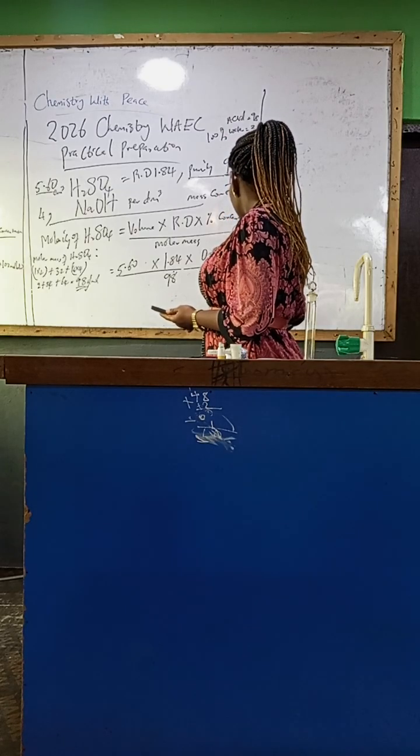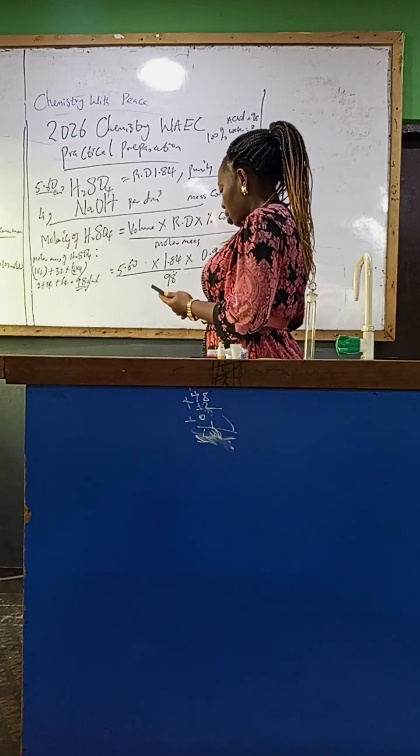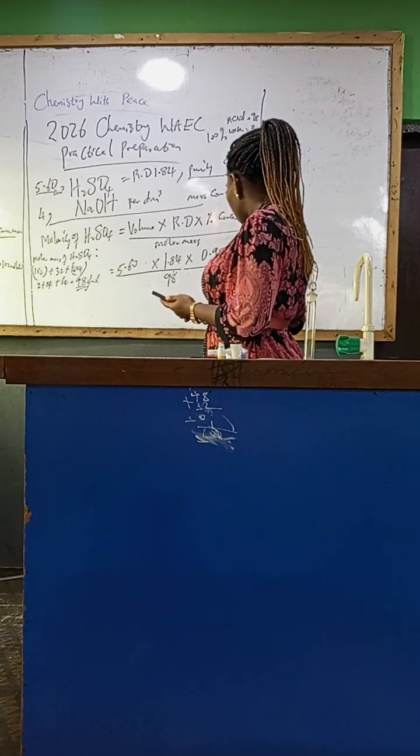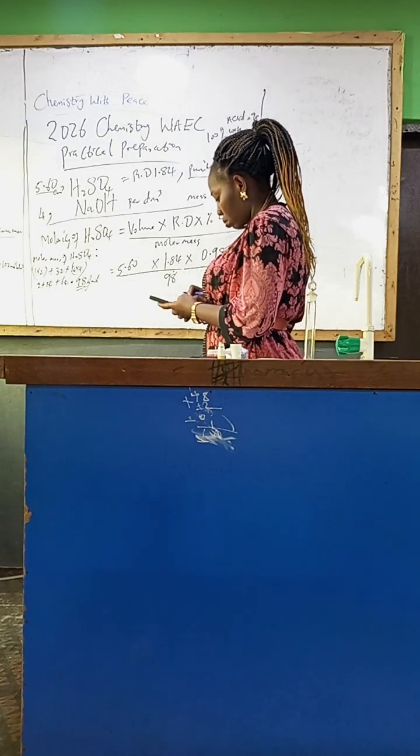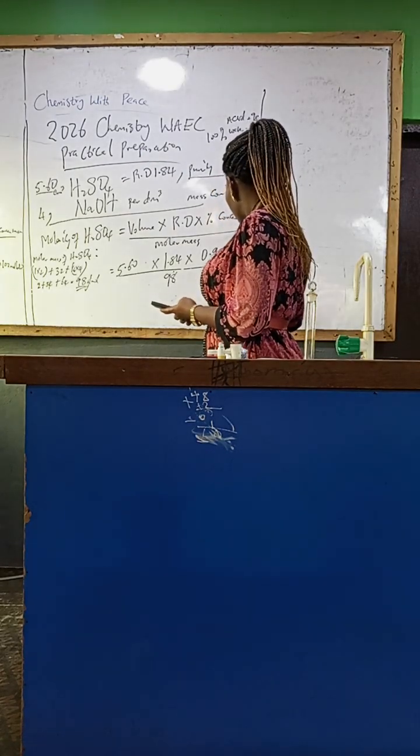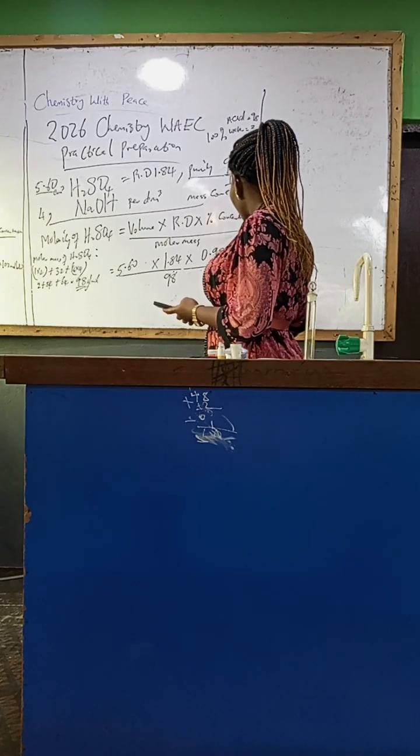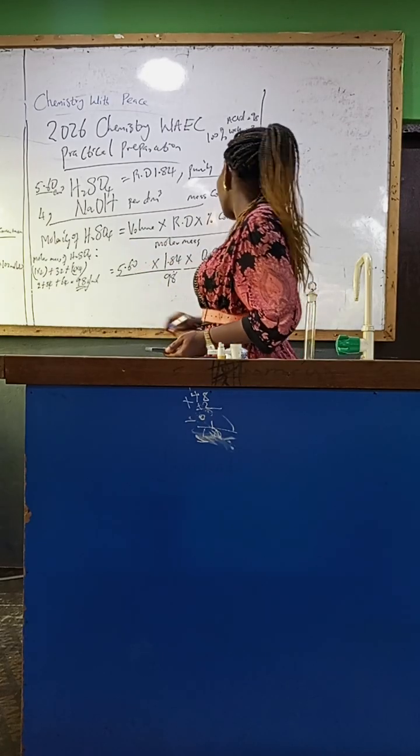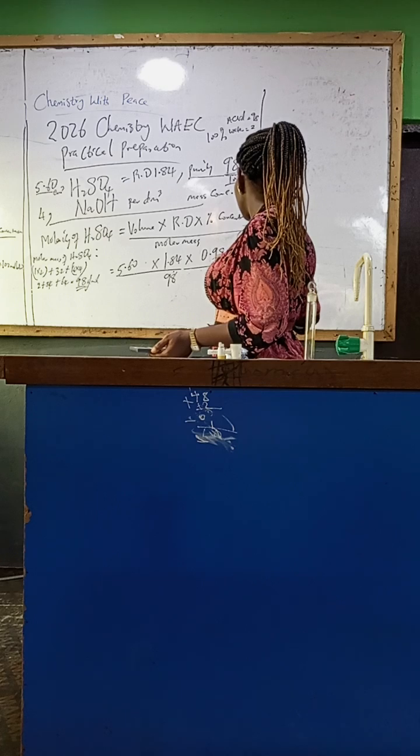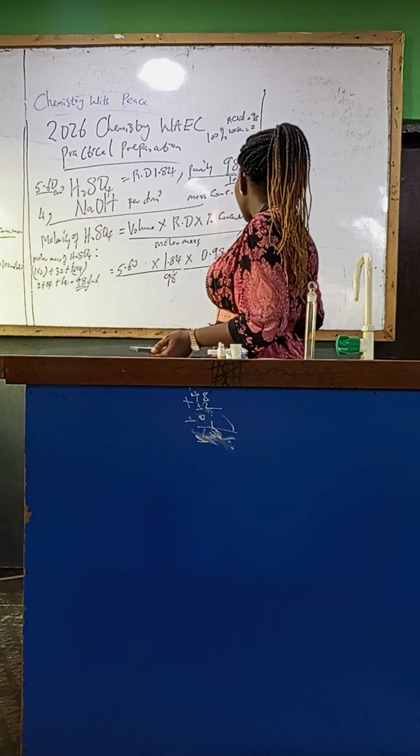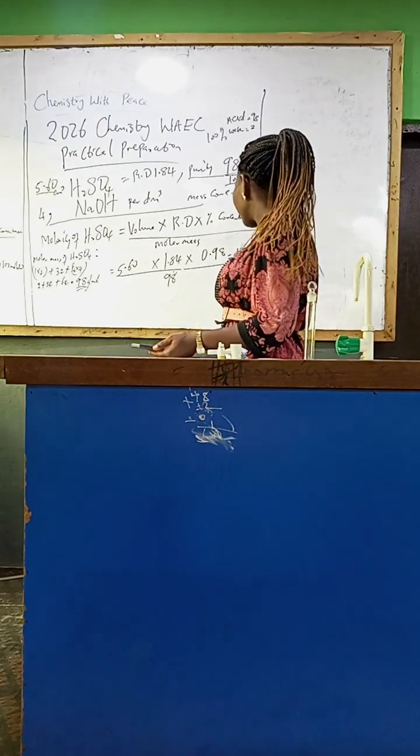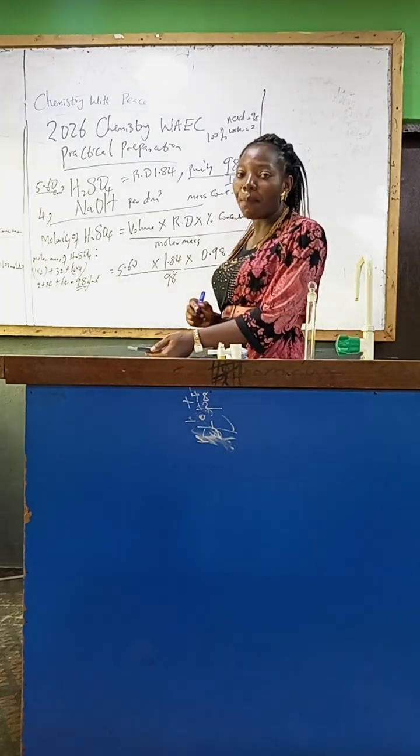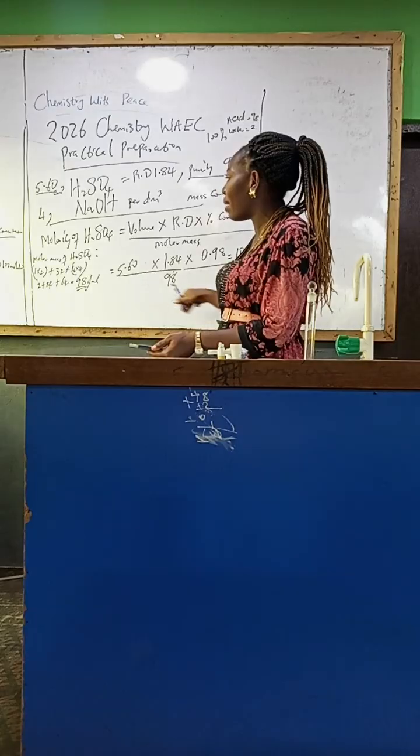Okay, so with this, what we have is 0.103. So this is the molarity for the acid, 0.103 mole per dm cube. So this is the molarity for H2SO4.